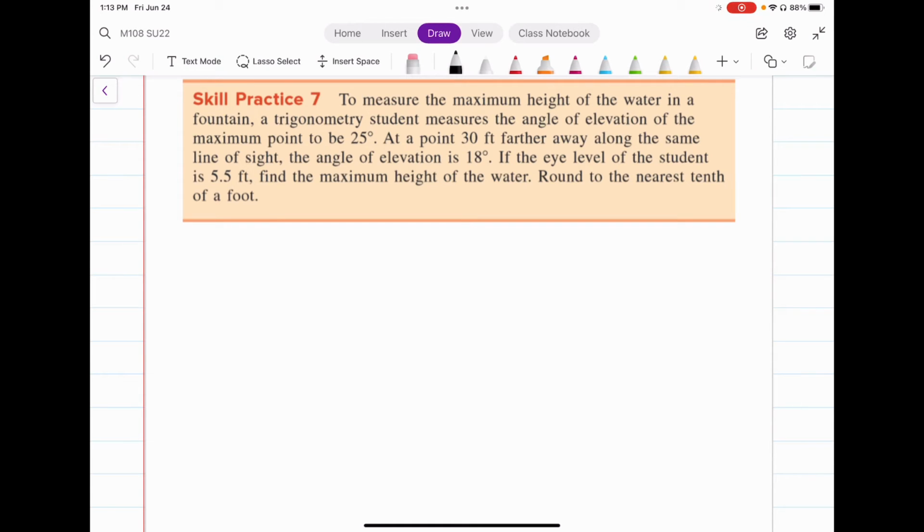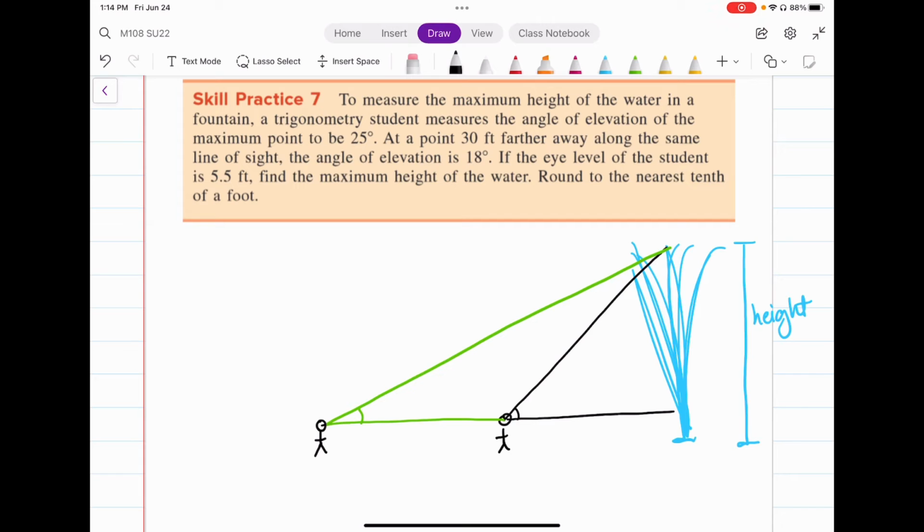So let's draw a picture. Here's an image where we have our water fountain. The maximum point measured from eye level has an angle of elevation of 25 degrees for the first measurement, and then 30 feet farther away, we have an angle of elevation of 18 degrees. And the student is 5.5 feet tall.